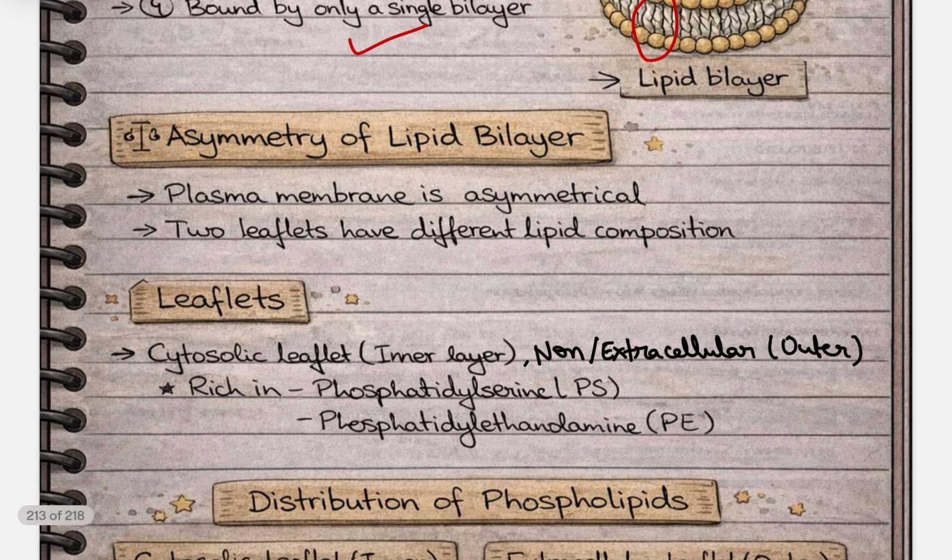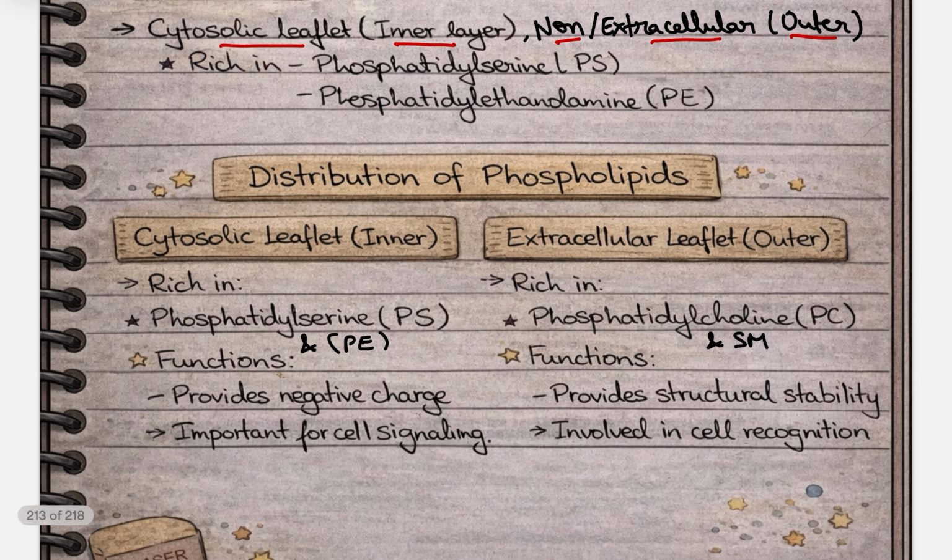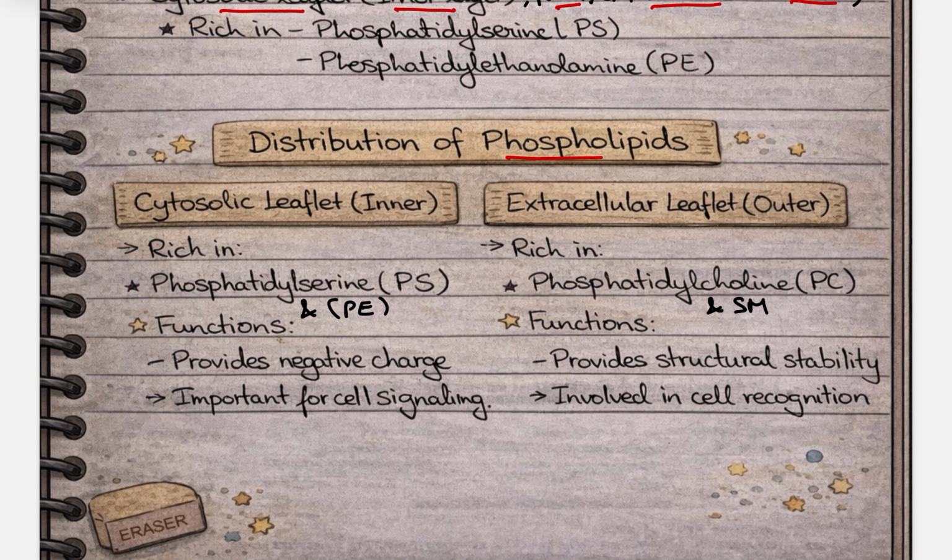Now, asymmetry of lipid bilayer. The plasma membrane is asymmetrical. The two leaflets have different lipid composition. The two leaflets are the cytosolic leaflet or inner layer, and the second one is the non-cytosolic or extracellular leaflet, which is the outer layer. So, distribution of phospholipid in cytosolic and non-cytosolic leaflet.